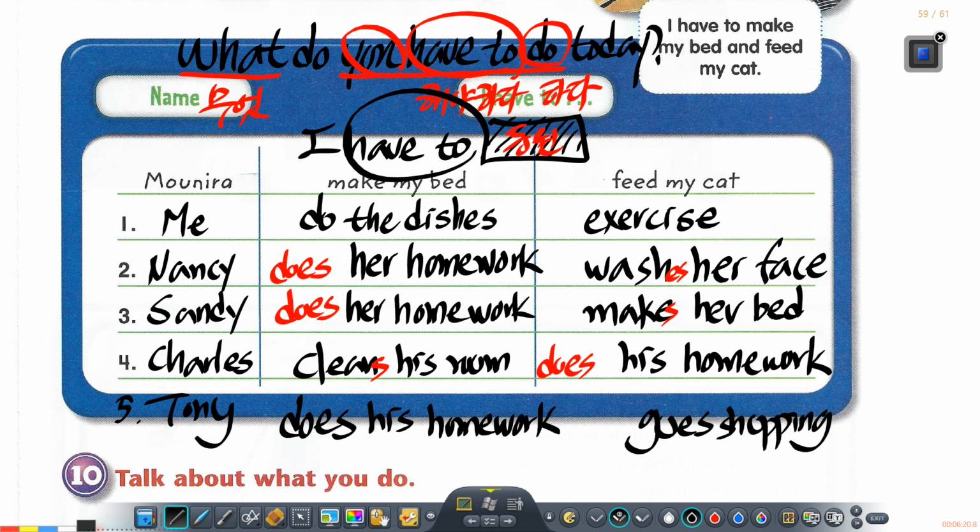Okay, Tony, what do you have to do? I have to do my homework and go shopping. Go shopping. Charles, what do you have to do? I have to clean my room. 근데 do 빼셔야 돼요. I have to clean my room and do my homework. Good job. 이제는 질문이 좀 어려워집니다.